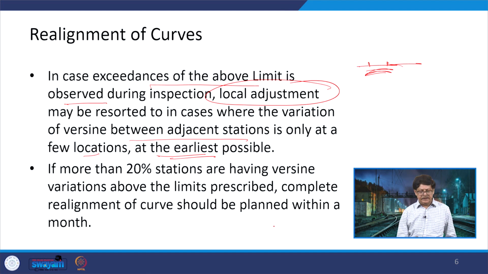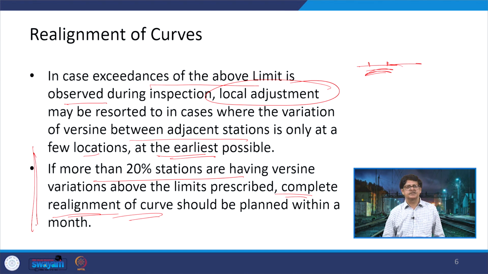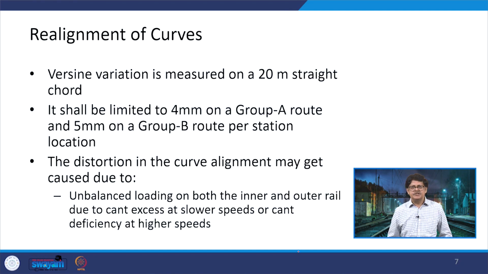But if more than 20% of the stations are having Versine variations above the limits which have been given in the previous slide, then complete realignment of the curve needs to be done. So, that is the requirement that says now there is a requirement of going for a realignment. Versine variation is measured at a 20-meter straight chord. It is limited to 4 mm on group A routes and 5 mm on group B route per station location.